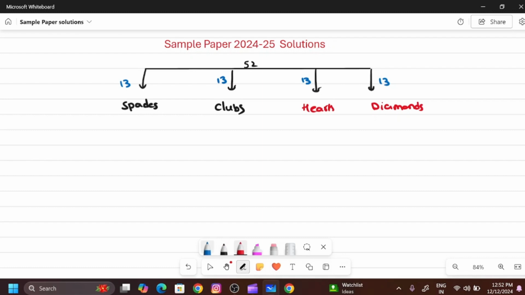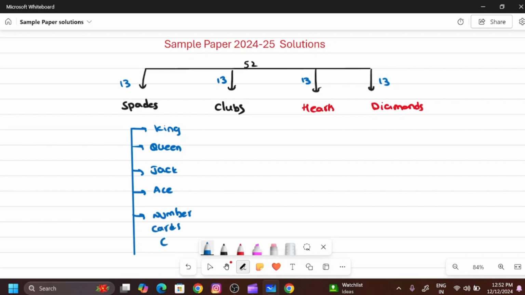Now these 13 cards are: we have king, queen, jack, ace. And then the remaining 9 cards will be number cards. So total 13 cards. Each suit will have these 13 cards.